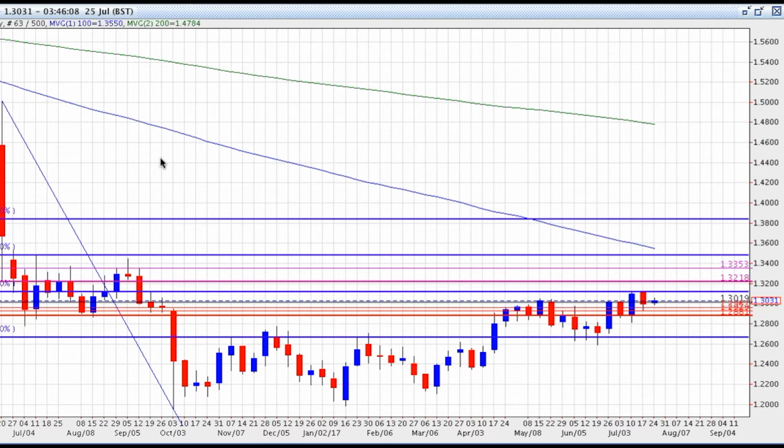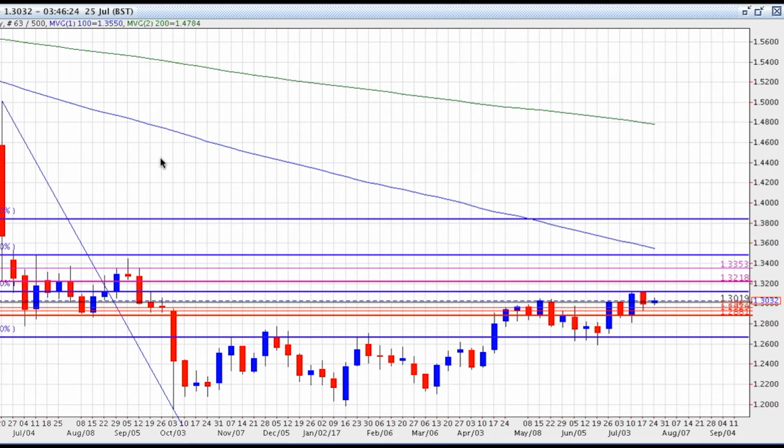Today I'll be looking at the British pound against the US dollar. I'll be discussing the upcoming events affecting this currency pair, and I'll also be identifying the key technical levels that you need to know going forward. So this week we've got three main events for the British pound against the US dollar.